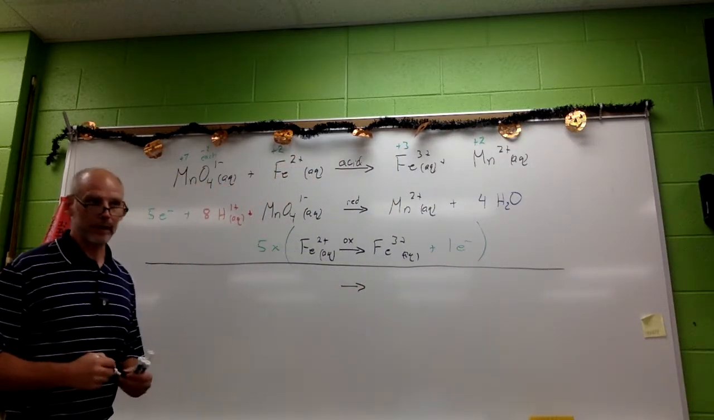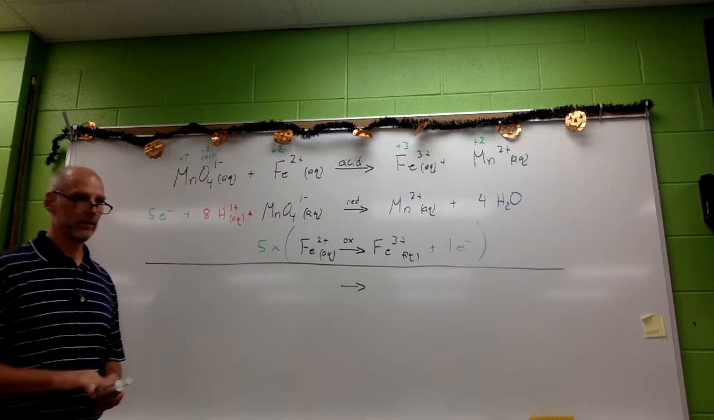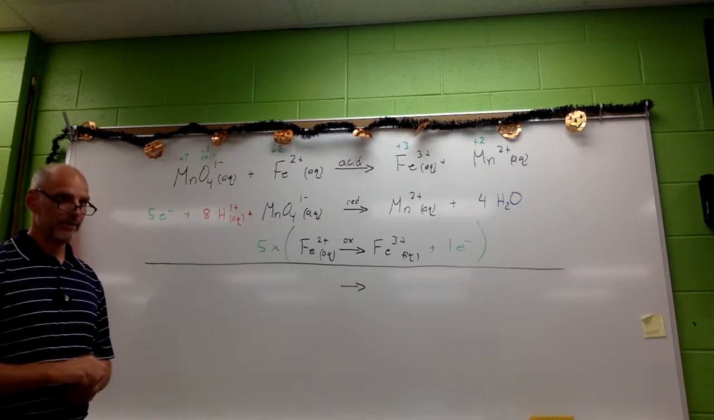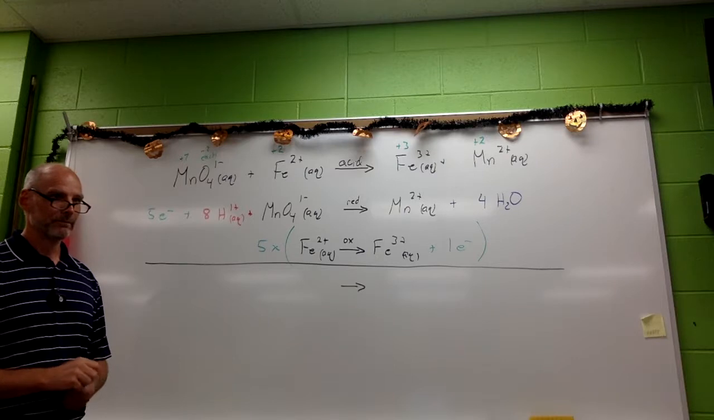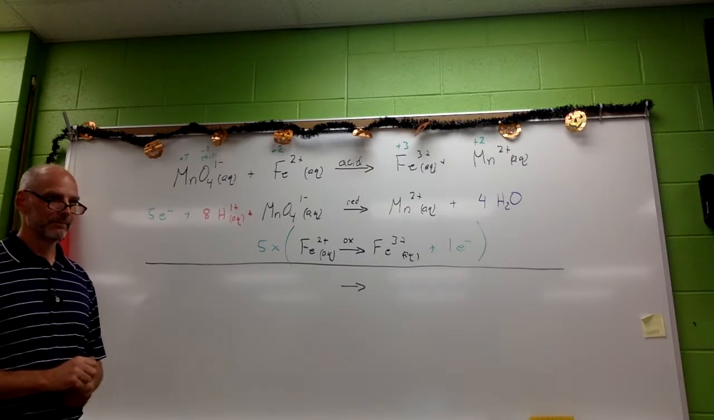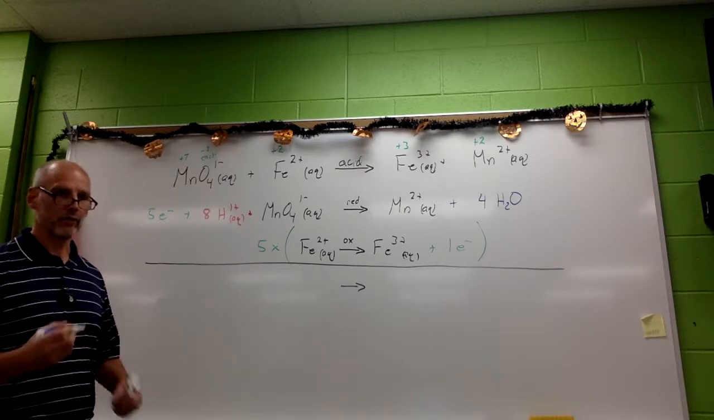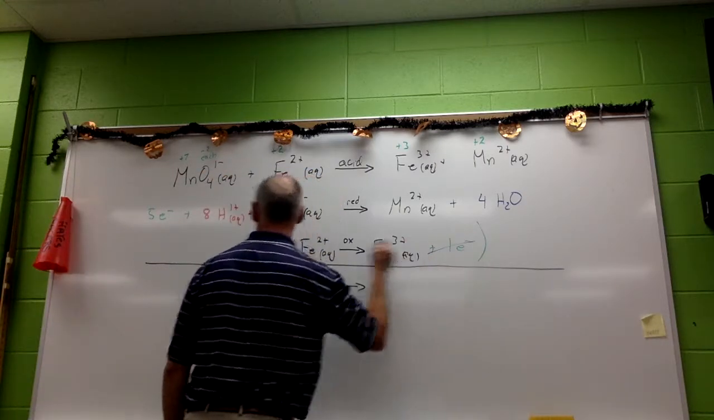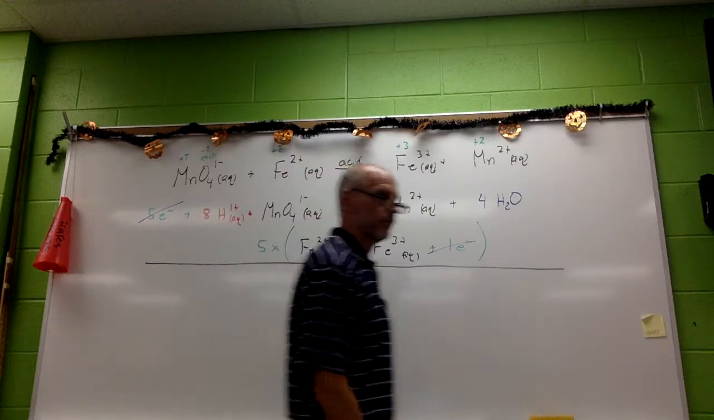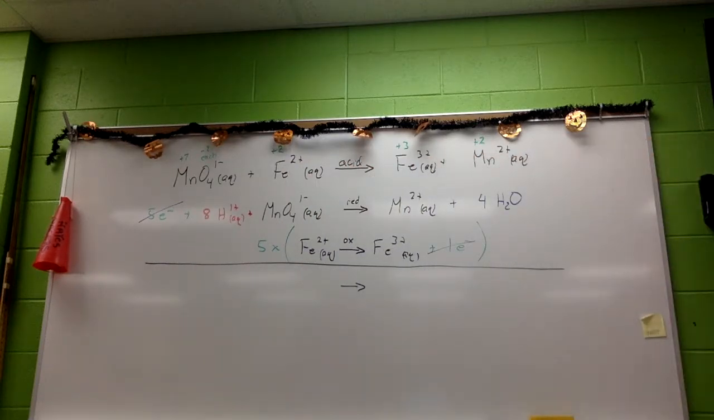Does not matter to me how you do that. Question. When we're adding them up, instead of writing the 5 electrons on one side and the 1 electron on the other, can we put 4 electrons on one side and 7 on the other? No, you can't do that because watch this. Well, that's what the whole point was. That's why we did that.